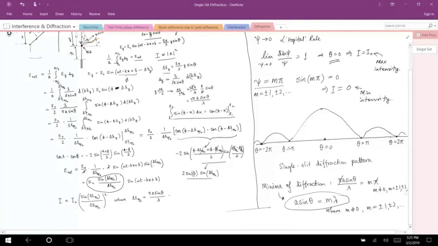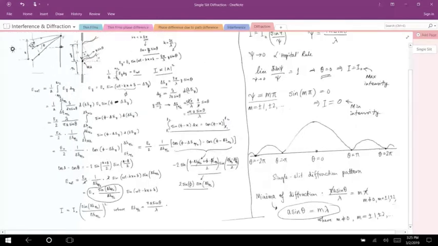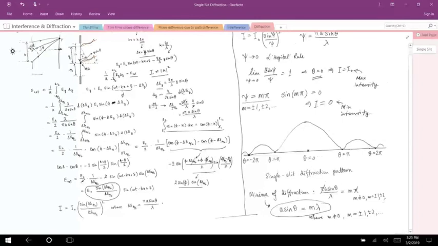Okay, and we can use this formula directly, a sine theta equals m lambda, where a stands for the width of a slit, lambda is the wavelength, and theta is the angle made relative to a horizontal line to the point where we are looking at the diffraction minimum, right?